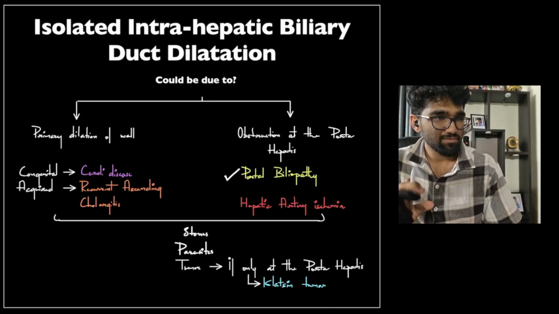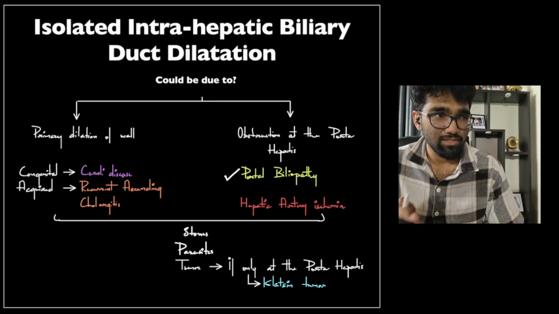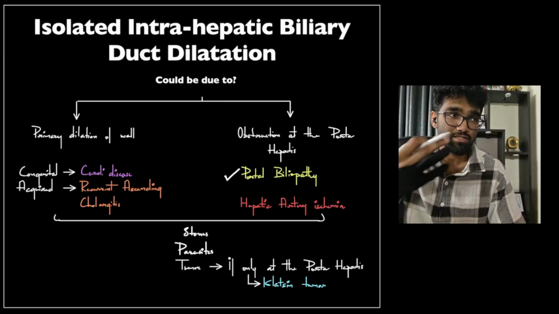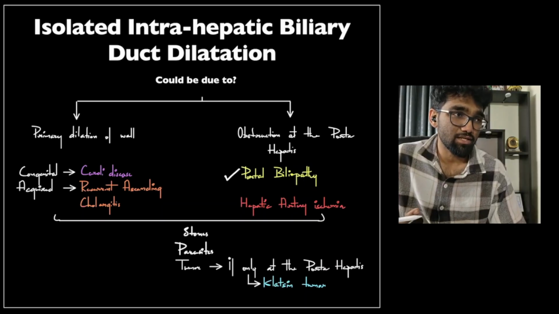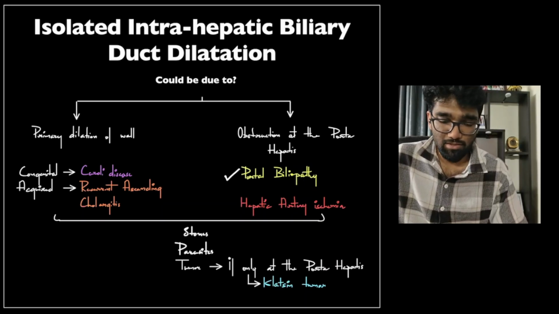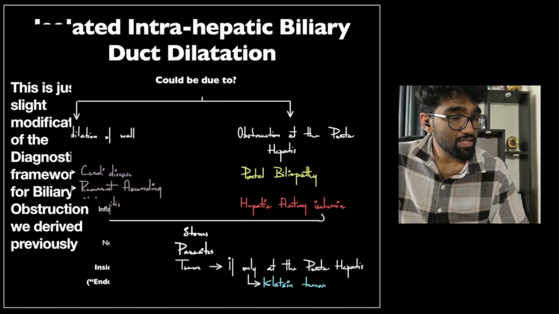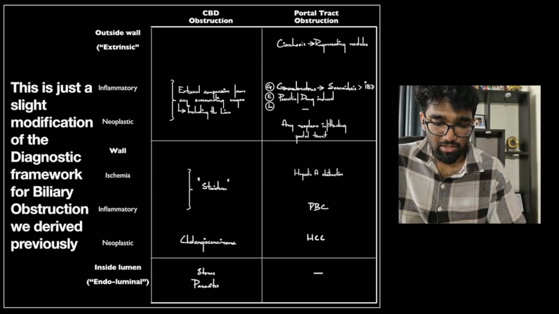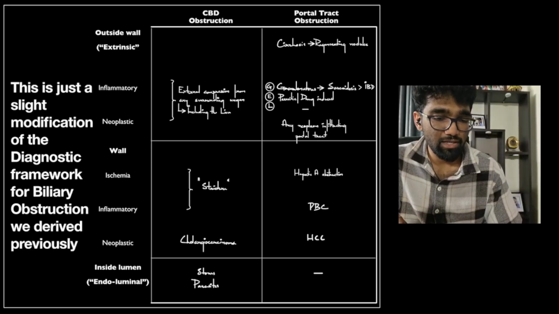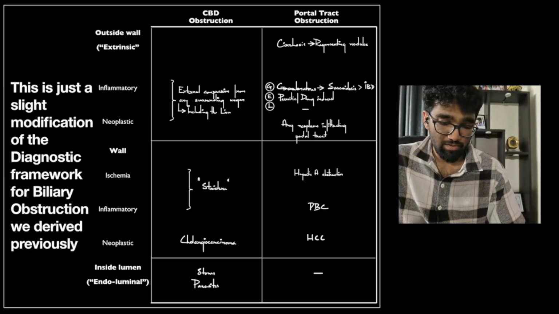So, this is a very peculiar clinical situation that arises in a patient with, again, right upper quadrant pain. You do imaging, you find that there is intrahepatic biliary duct dilation, but the extrahepatic biliary apparatus is not dilated. So these are the differentials. This is obviously a subdivision of the discussion that we've already had on the causes of common bile duct and portal tract obstruction. And these were the causes.